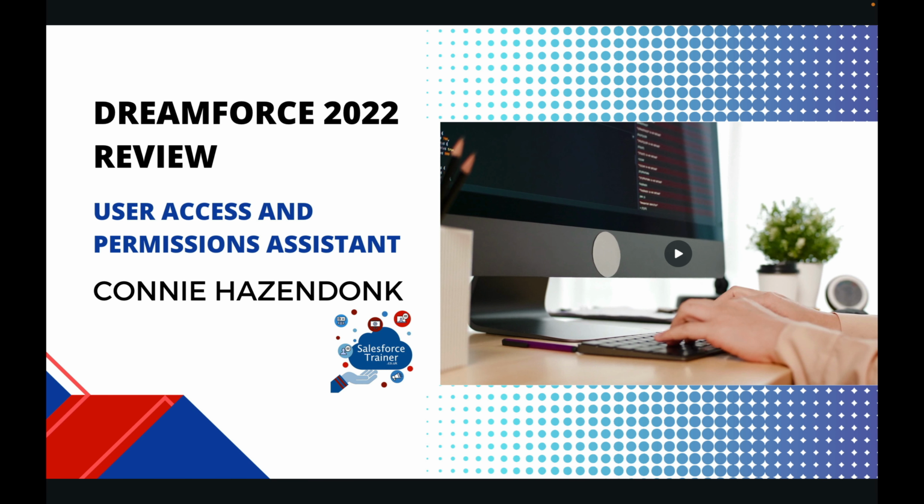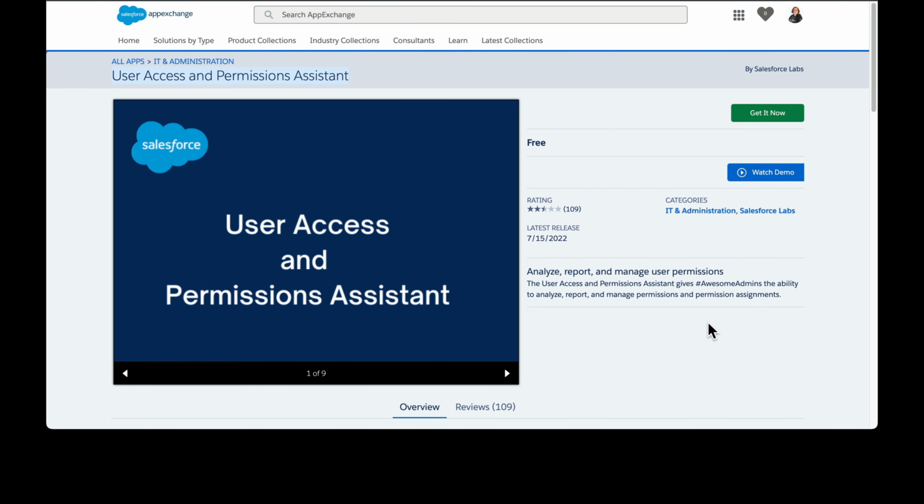So let's go there. Here we have the App Exchange. As you can see, we have here our user access and permission assistant. And so what we need to do is we need to get it and put it into our org. Now you have a couple of choices there. You can download it either in your sandbox or in your business org.